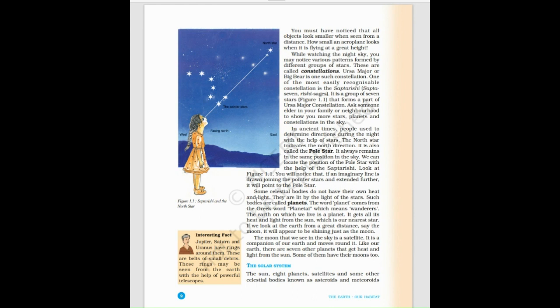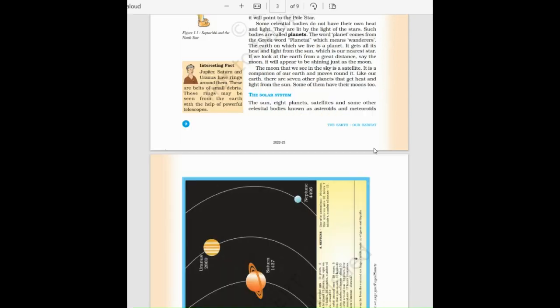Some celestial bodies do not have their own heat or light. They are lit up by the stars. Such bodies are called planets, like planet Earth. The word planet comes from the Greek word planetai, which means wanderers. The earth on which we live is a planet, that everyone knows. It gets all its heat and light from the sun, because the sun is the nearest star. If we look at the earth from a great distance, say from the moon itself, it appears shiny just like the moon.